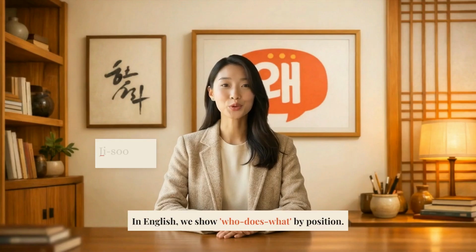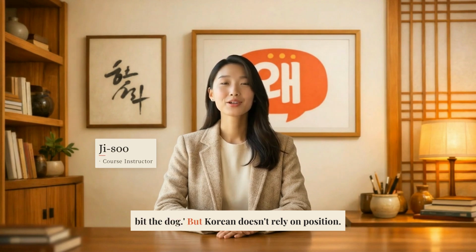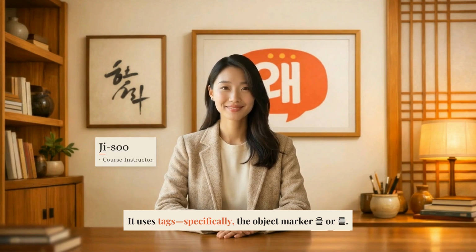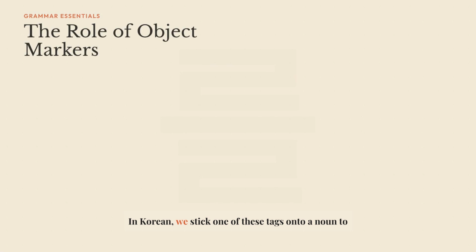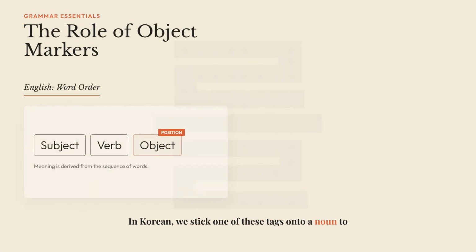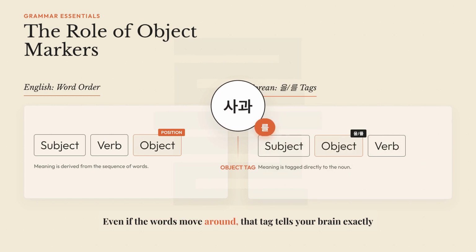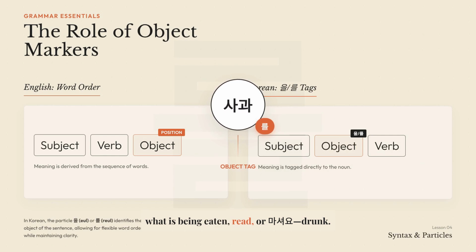In English, we show who does what by position. The dog bit the man means something very different from the man bit the dog. But Korean doesn't rely on position. It uses tags, specifically the object marker 을 or 를. In Korean, we stick one of these tags onto a noun to flag it as the object. Even if the words move around, that tag tells your brain exactly what is being eaten, read, or 마셔요, drunk.